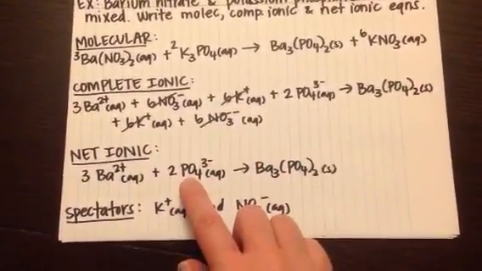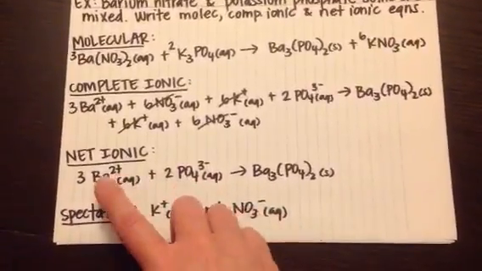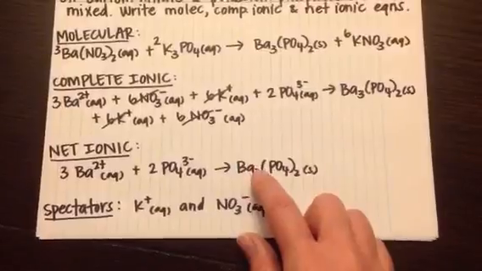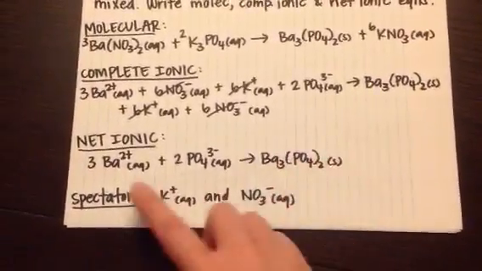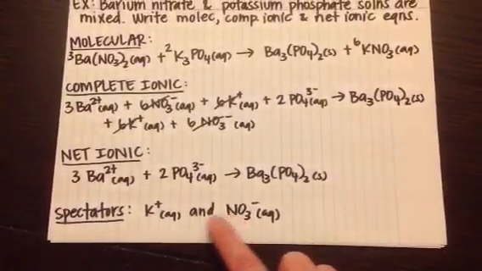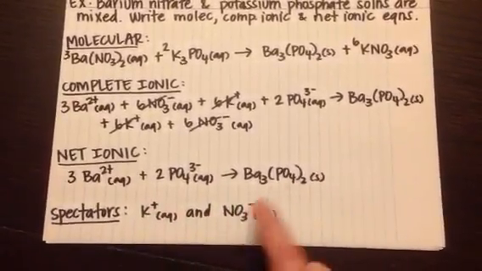And what you're left with is what's actually happening in the equation. 3 barium ions are combining with 2 phosphate ions to form barium phosphate precipitate. And my spectators are the ones that are just hanging out in the solution. They're not doing anything. So they're potassium ion and nitrate ion.